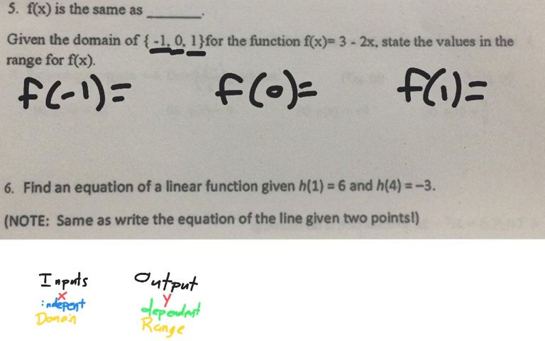It's a little more formal, a little fancier, but it's no different than what we did here. So what would f of -1 be? What does that even look like? I'm going to go to my function, and where there used to be an x, I'm now plugging in -1. So this would be 3 minus 2 times -1.